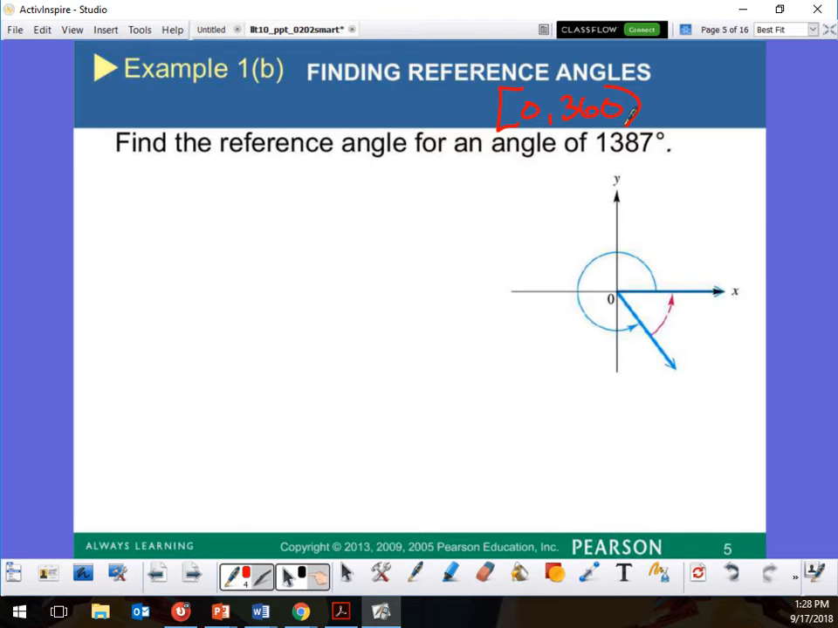That means I'm not using negative angles. I'm using only positive angles for this. In between 0 and 360, so that's too much, and we said that this angle is 307 degrees, right?